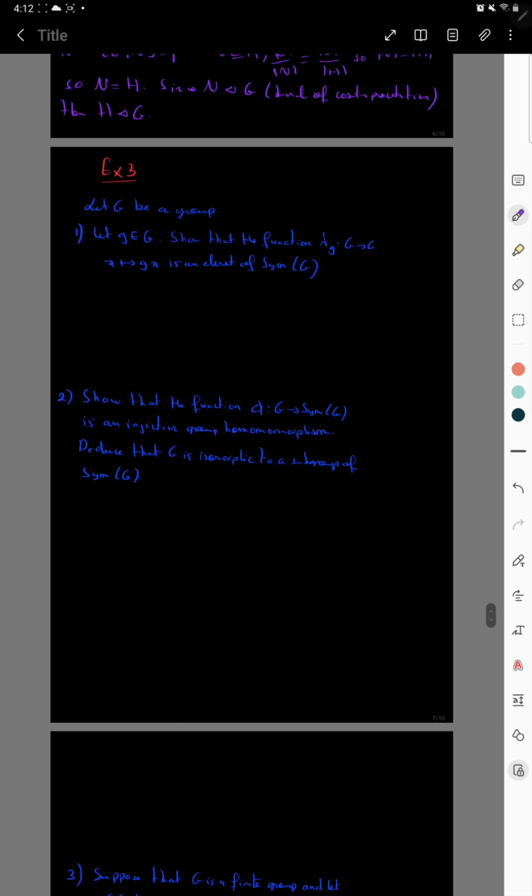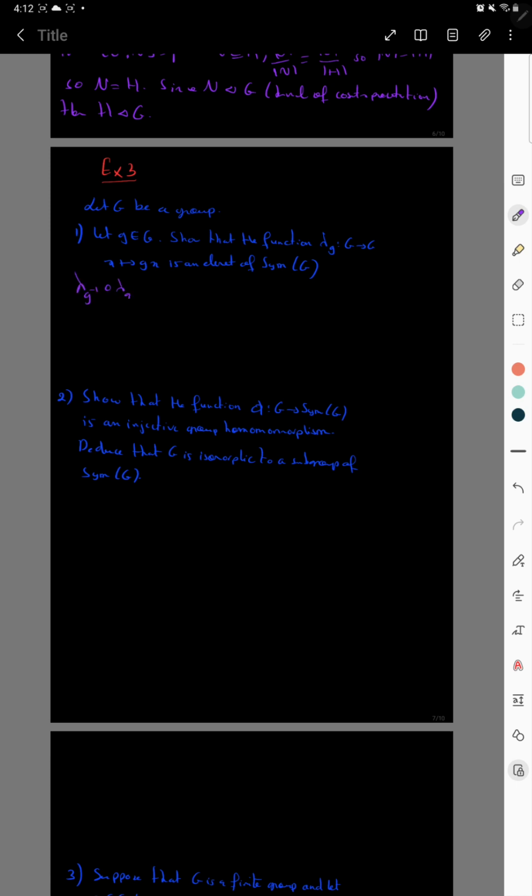Okay, now let's move on to the third exercise. Let G be a group and let g be in G so that the function lambda_g from G to G, x to gx, is an element of Sym(G). Now we have done this in class, but let's do it. We can show it's injective or surjective, or we can just write an inverse. So what would the inverse be? Let's do it with an inverse.